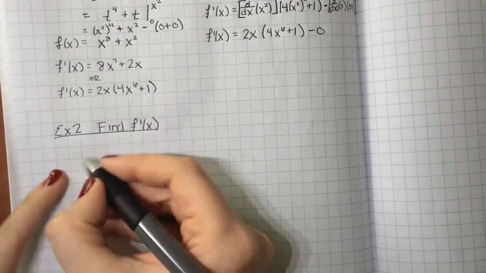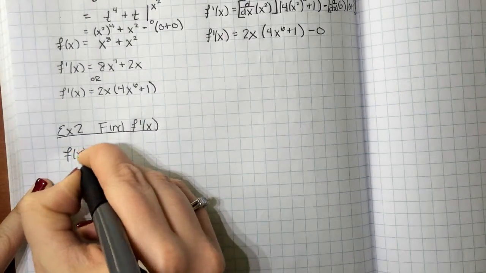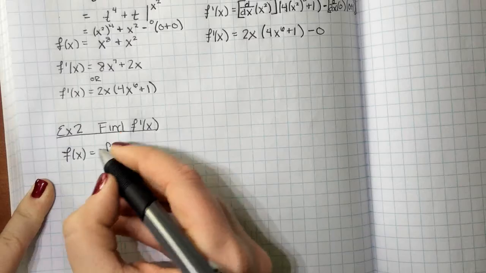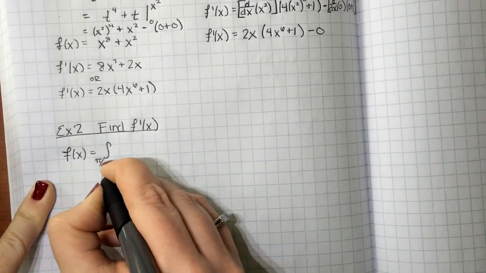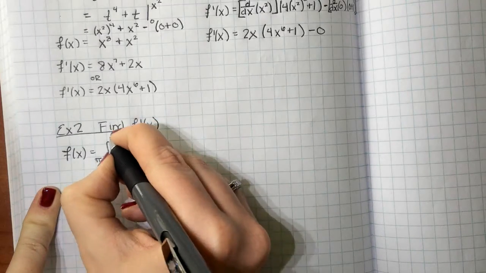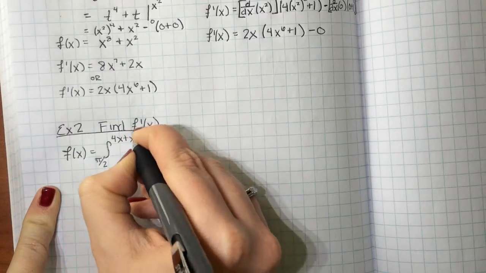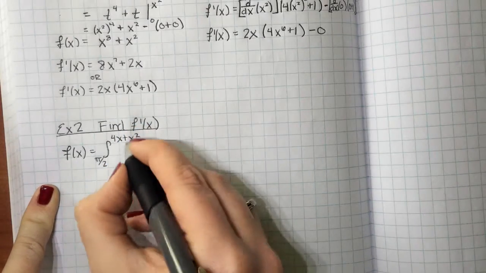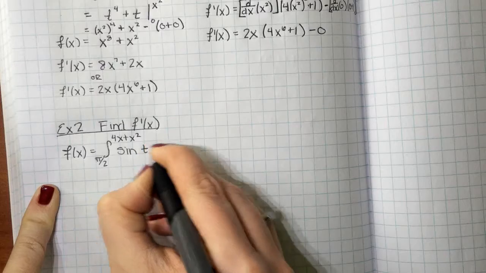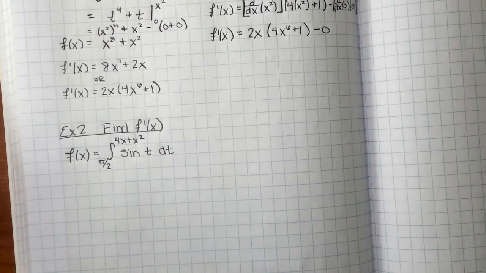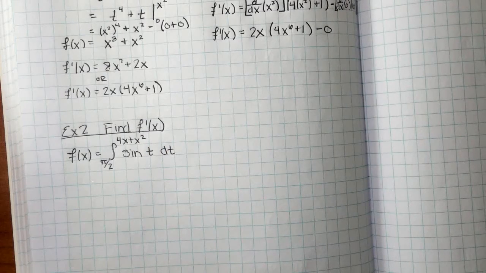So we are given that f of x would be equal to the integral, you're going to hate this, all right, from pi over 2 to 4x plus x squared of sine of t dt, okay? It's not awful, it's just, that's what it is.